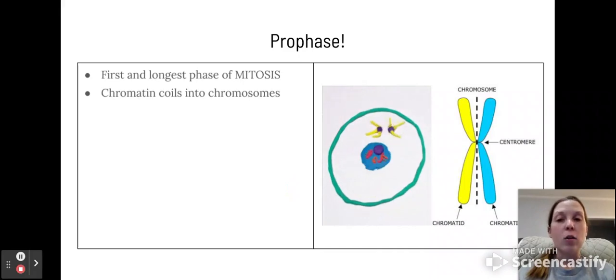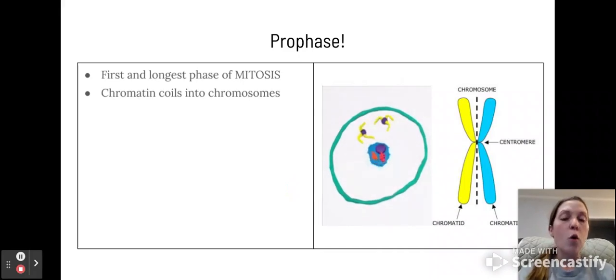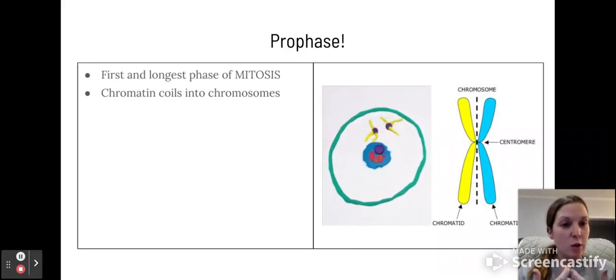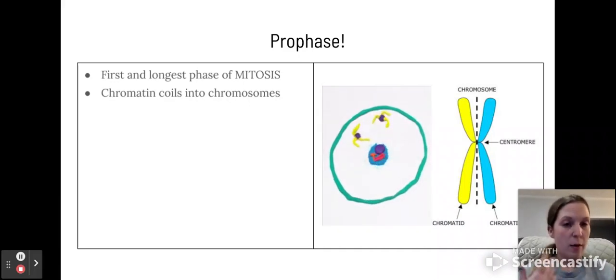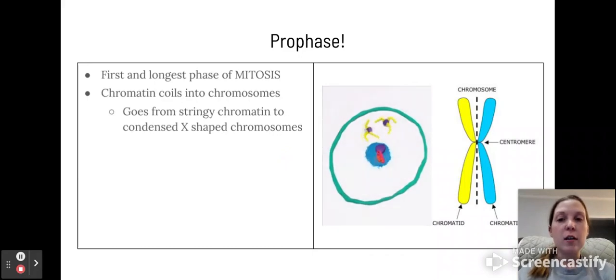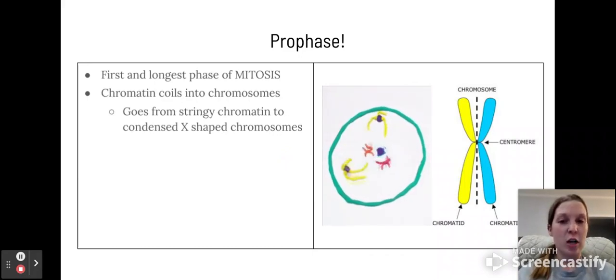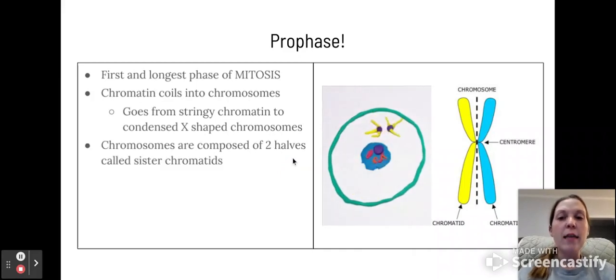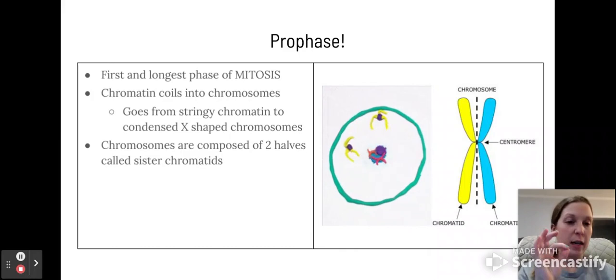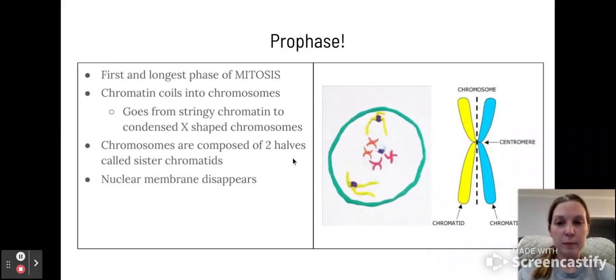So the chromatin will coil up into the chromosomes. It's this loose thread-like structure that we've discussed, and it's going to form into those X's that you saw, that you can see also right here. The genes go from stringy chromatin to condensed X-shaped chromosomes. And then those chromosomes are composed of 2 halves of sister chromatids connected at that centromere.